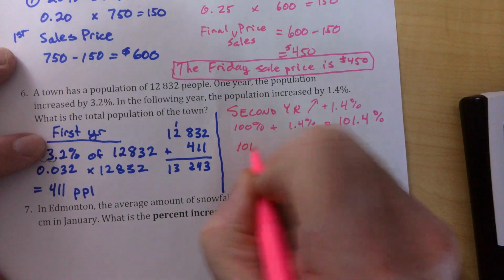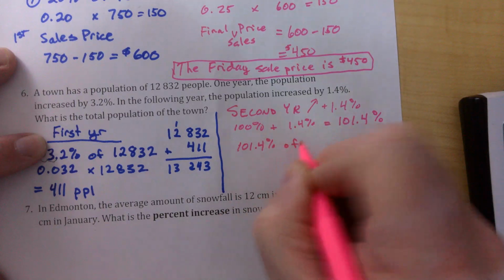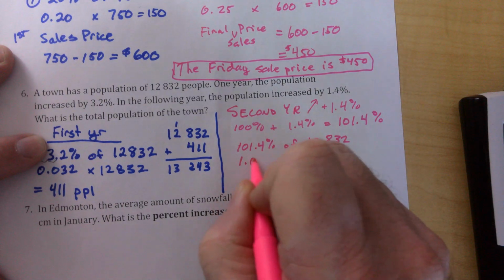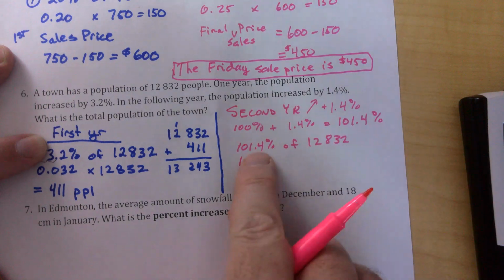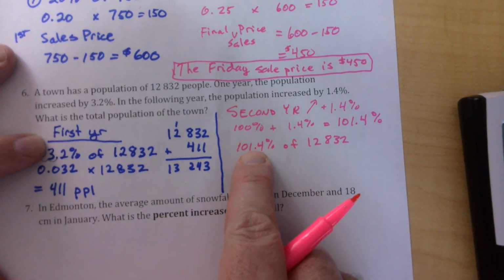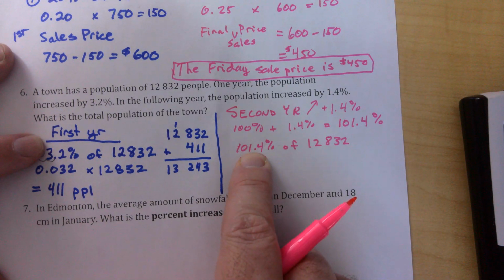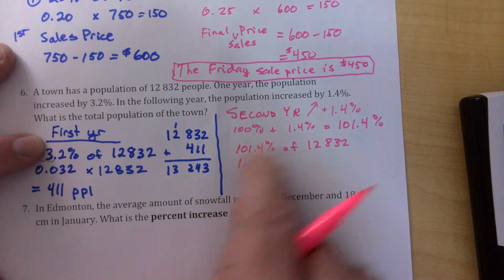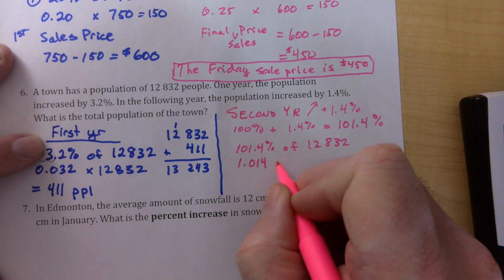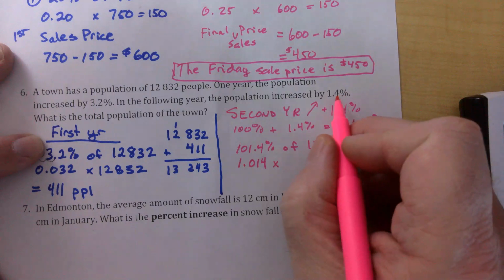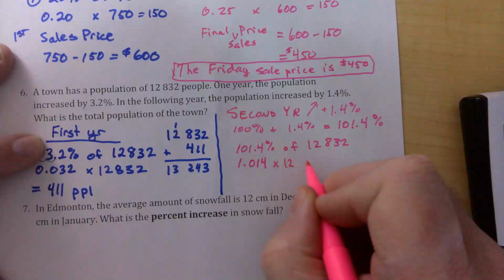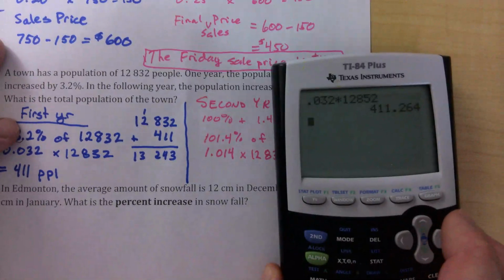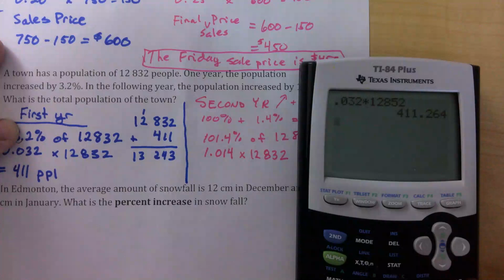So 101.4% of 12,832 people. That is 1.014 as a decimal. This number here is a percent. It's not a decimal. It's just a percent that happens to have a decimal to be precise, just like in real life. All these statistics we use to measure often involve decimal percentages. Regardless, let's just multiply this through. This time we should get the final answer without having to add it on.